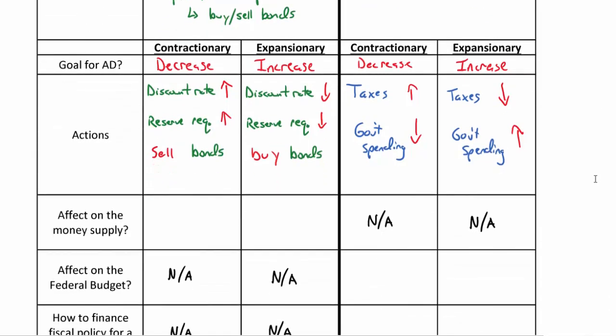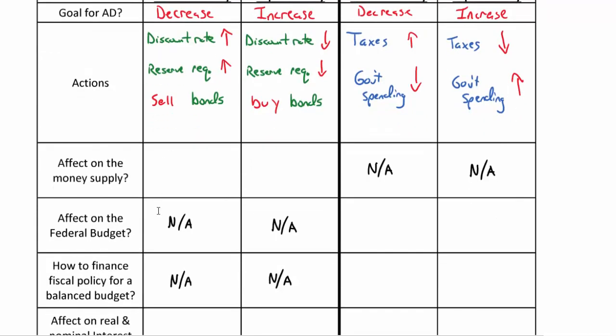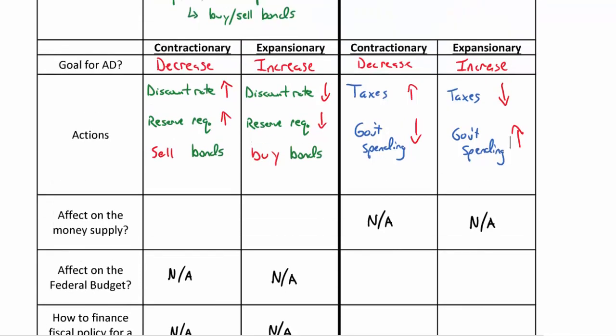Now, just to quickly go through some of these, the effect on the money supply: contractionary and expansionary fiscal policy will not affect the money supply. So I have some of these left blank, or you can write not applicable. Same thing here, monetary policy is not going to affect the budget, and it's not going to affect how we pay for the budget. But the money supply, if we pursue contractionary monetary policy, will fall. We're going to have a decrease in the money supply, and if we pursue expansionary monetary policy, we're going to have an increase in the money supply.